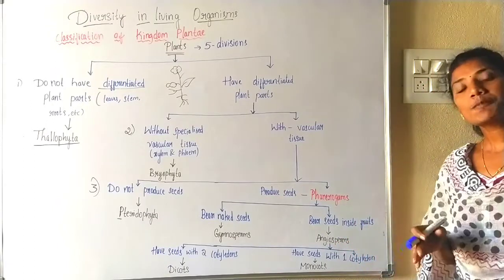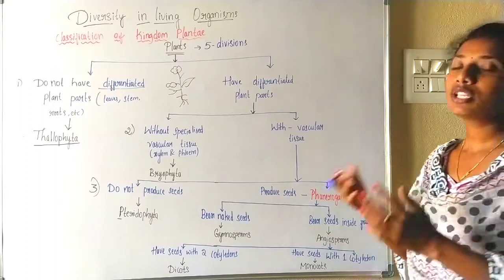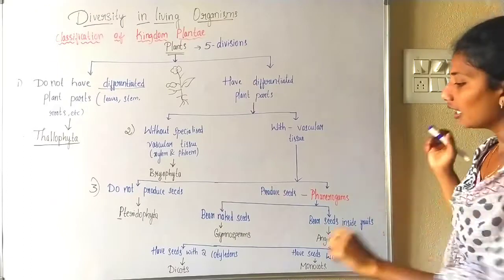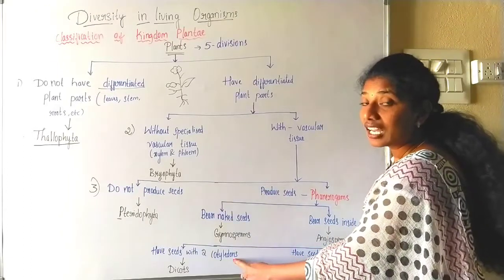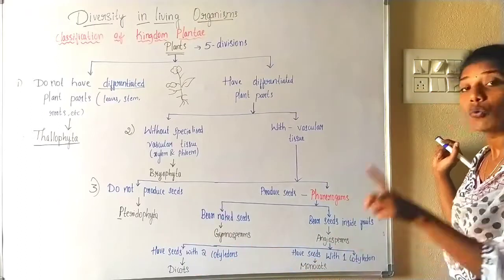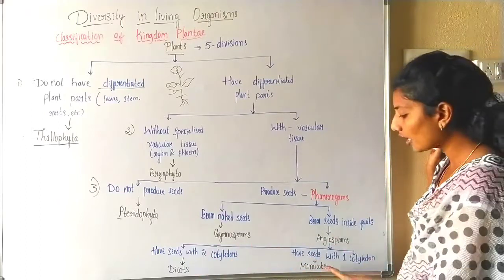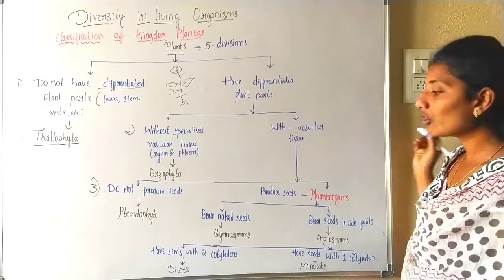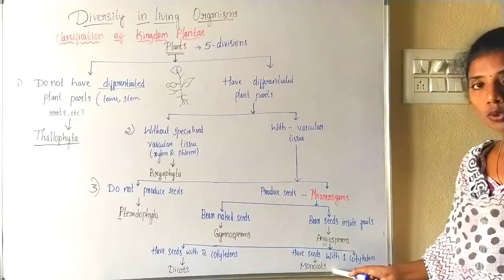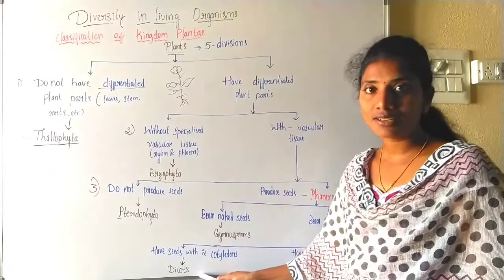Okay, so the Angiosperms again have two different types, based upon the presence of cotyledons. If they possess two cotyledons in them, they are called dicots. If they have only one cotyledon in them, they are called monocots. So students, you know, right? Dvidala, Ekadala. Okay, Ekadala means monocots, Dvidala means dicots.